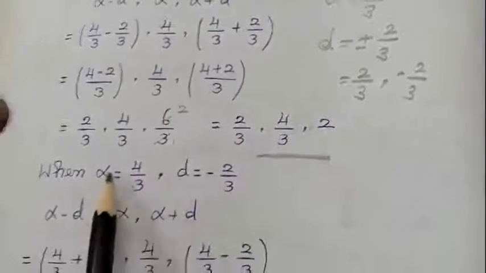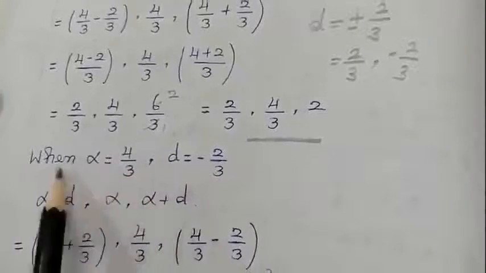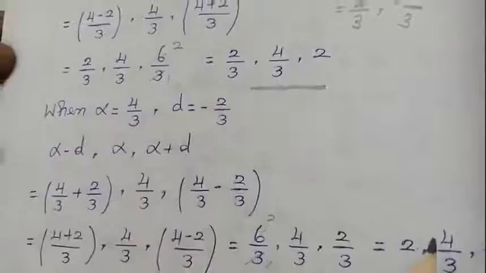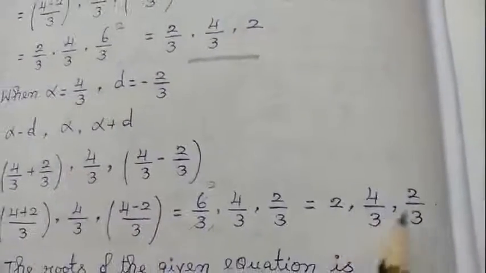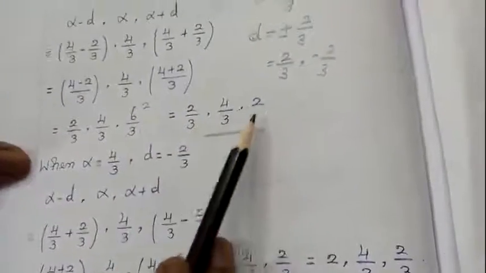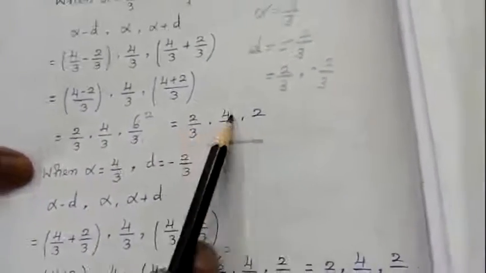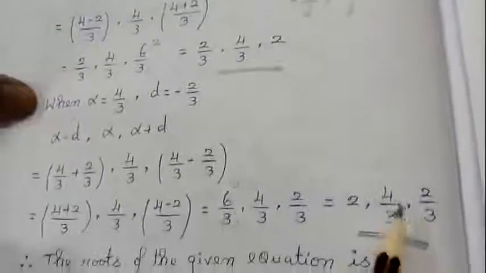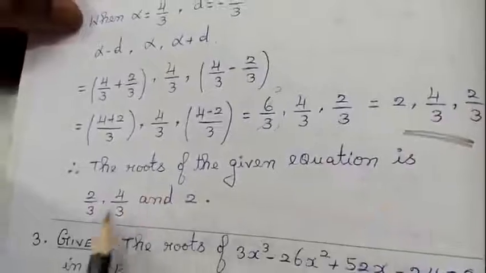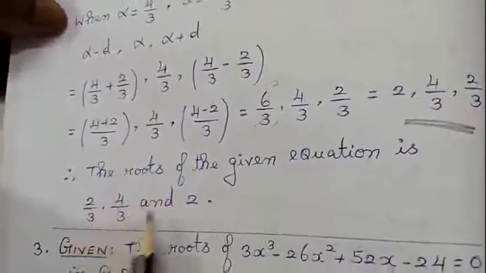And coming to alpha equal to 4 by 3, next one, d equal to minus 2 by 3. Again I am using the same root form. I am getting the answer as 2, 4 by 3, 2 by 3. There is no difference between the answers, only the answer is reversed: 2 by 3, 4 by 3, 2 and 2, 4 by 3, 2 by 3. Therefore, the roots of the given equation are 2 by 3, 4 by 3 and 2.